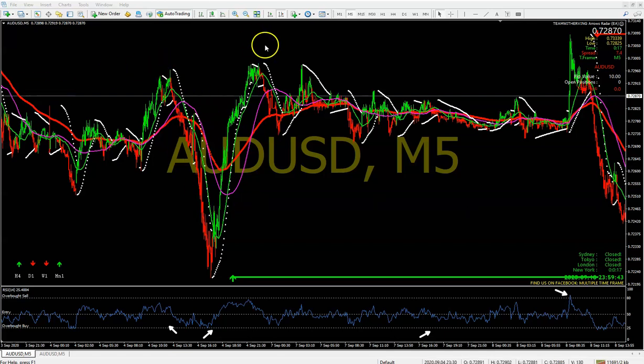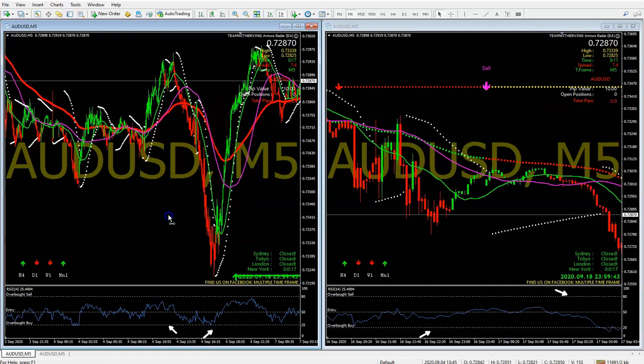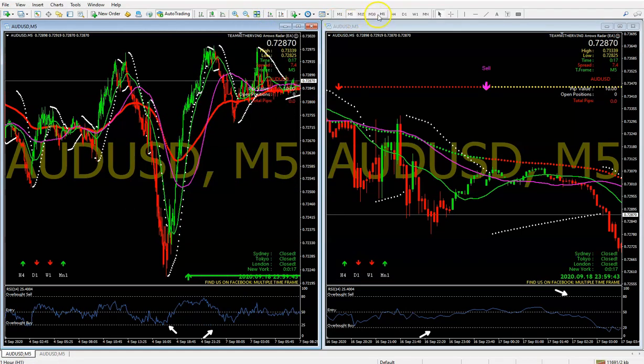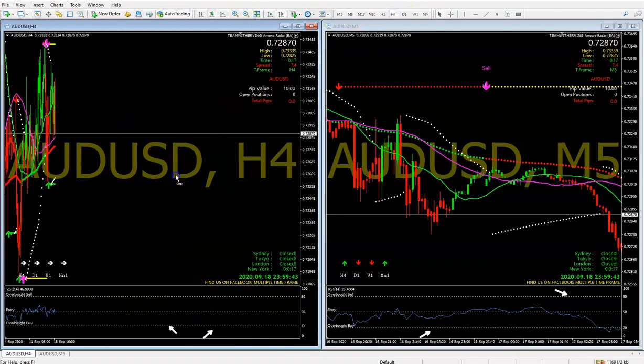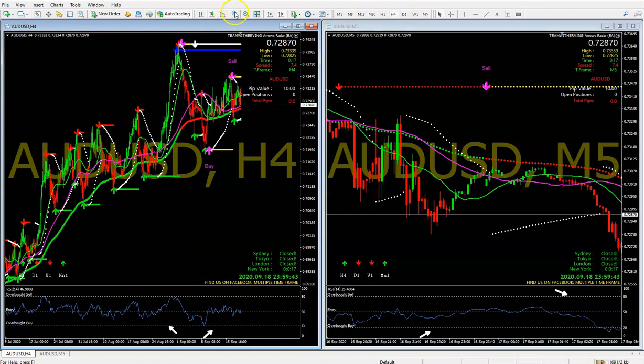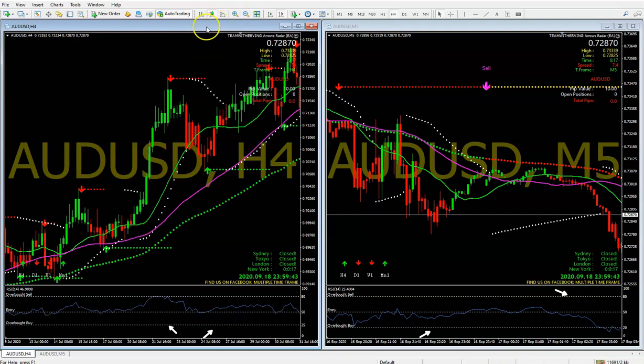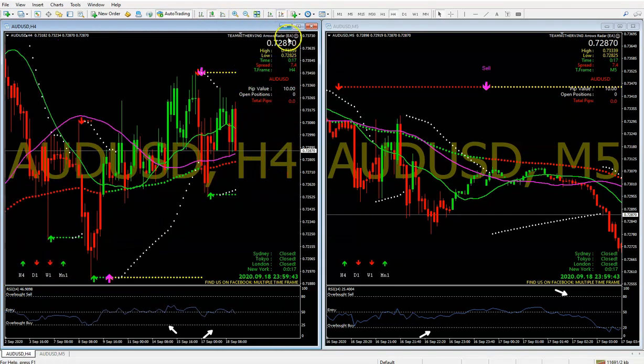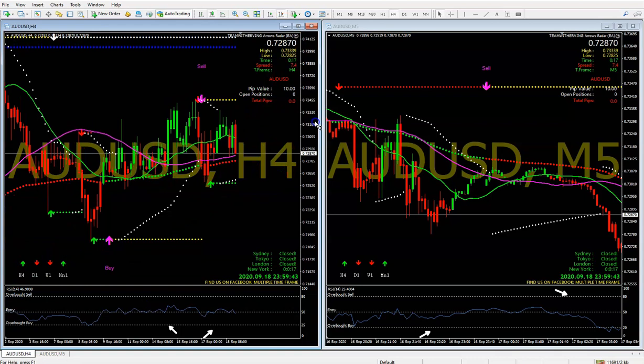But this is the way I do it. I love to put the windows side by side. I love to use 4 hours on one side and the 5 minutes on the other one. Like that, I don't have to be switching all the time. Since I already know what's going on here, all I have to do is put it back to normal view, zoom it out, look at here.